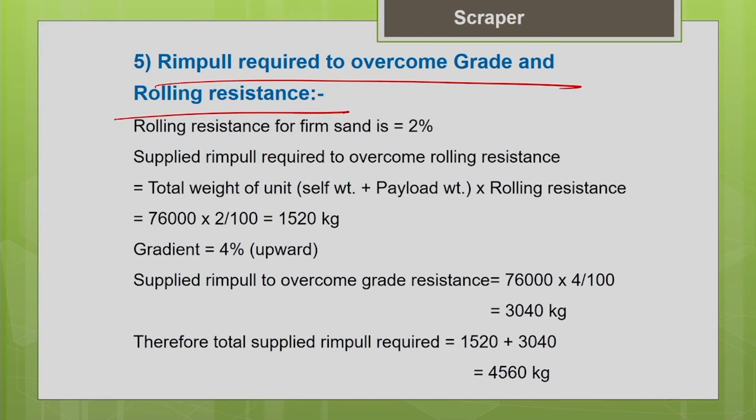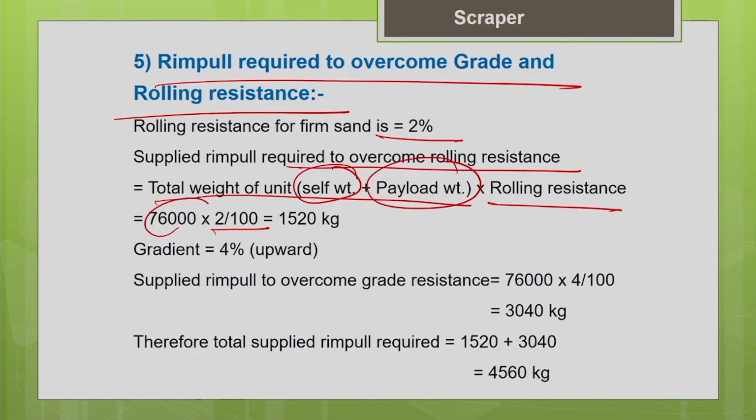The rolling resistance for the firm sand is given as 2% of the gross weight of the machine. So, the rim pull required to overcome the rolling resistance is 2 by 100 into the total weight of the machine, gross weight, self weight plus the payload, that is nothing but 76,000 kg given in the question. So, 2 by 100 into 76,000 gives you 1520 kg. So, this much power is needed to overcome the rolling resistance.